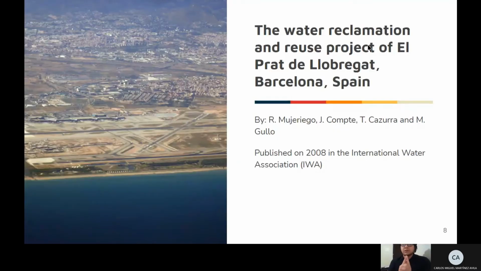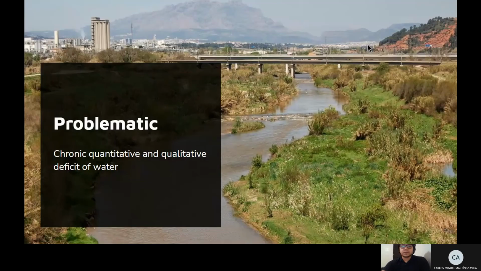Well, first we want to talk about the water reclamation and reuse project of the El Prat de Llobregat in Barcelona, Spain. This is an article made by R. Mujeriego, J. Comple, T. Cazurra, and M. Gullon. This was published in the year 2008 by the magazine Iowa. Next.